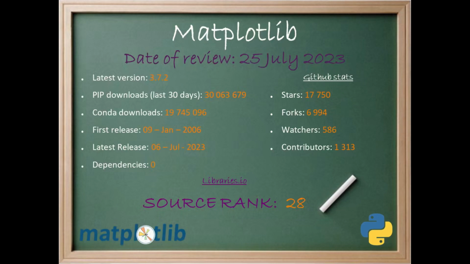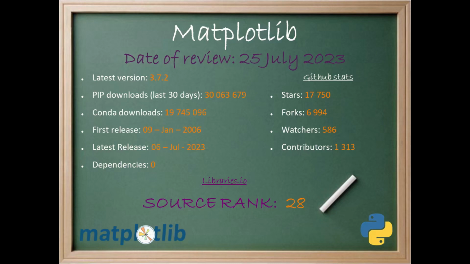Let's now see some basic statistics about Matplotlib. These statistics are from July the 25th of 2023. We are currently on version 3.7.2. In the last 30 days, there was over 30 million pip downloads and almost 20 million conda downloads. The first release of this library is January of 2006, so you see it's pretty old. And the latest release is from July of 2023. It doesn't have any dependency.